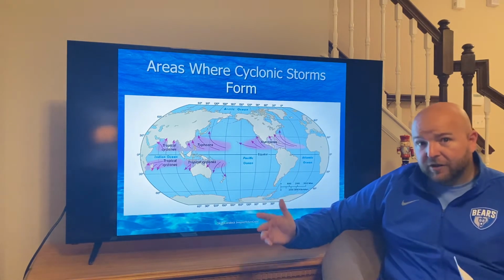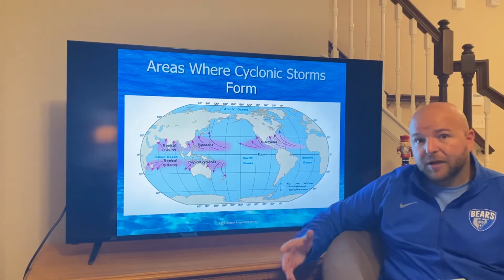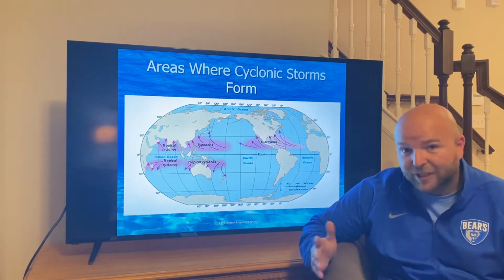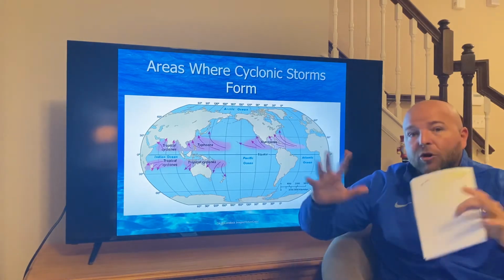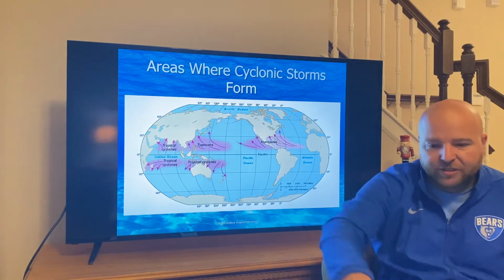They're going to follow a very predictable pattern, as unpredictable as they can sometimes seem to us, trying to figure out exactly where they're going to hit. Overall, the pattern is very predictable, the type of action that they're going to take.